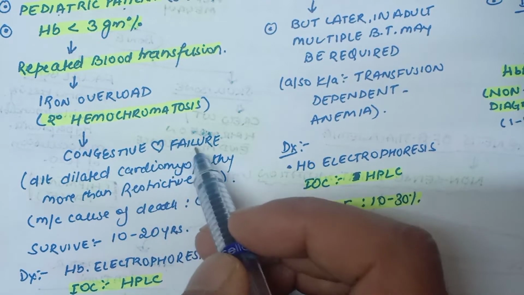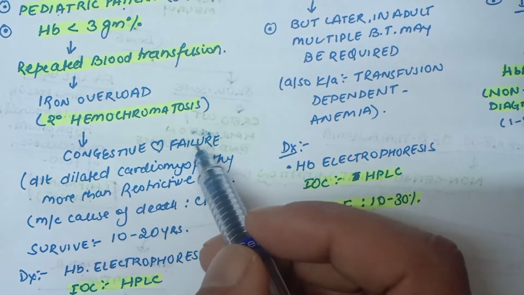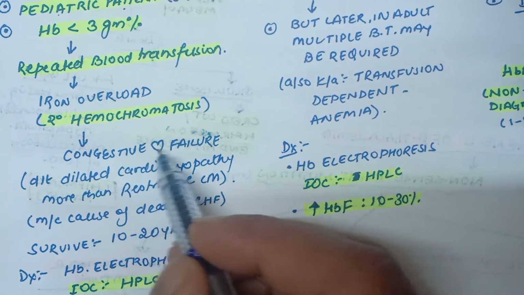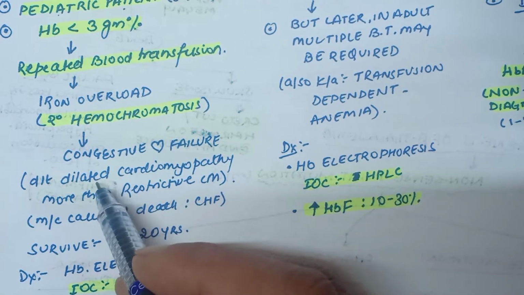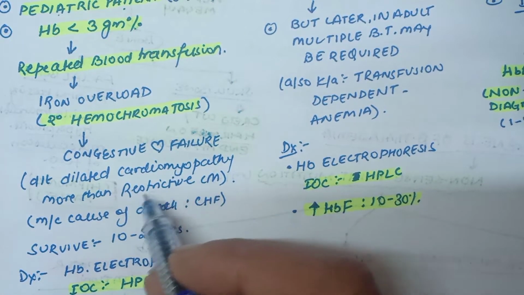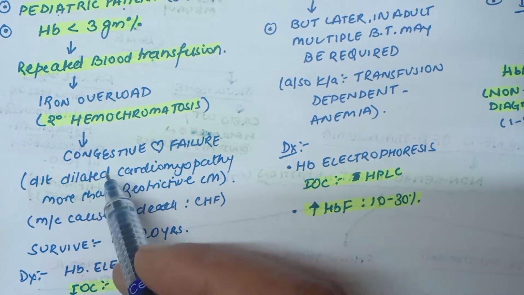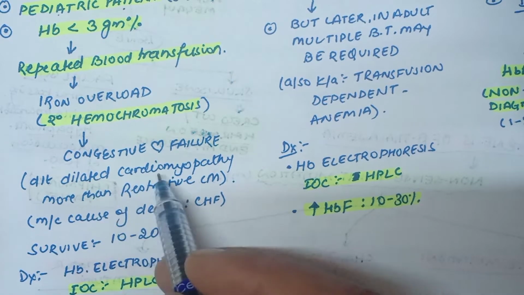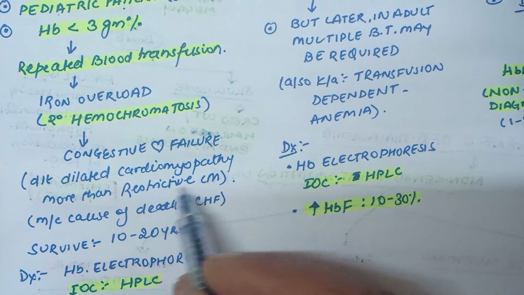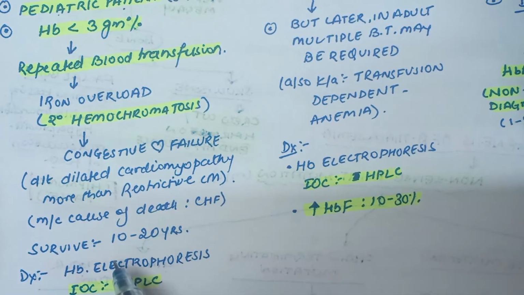This congestive heart failure is the most common cause of death in beta thalassemia. It is more due to dilated cardiomyopathy than restrictive cardiomyopathy, and the patient survives for 10 to 20 years.